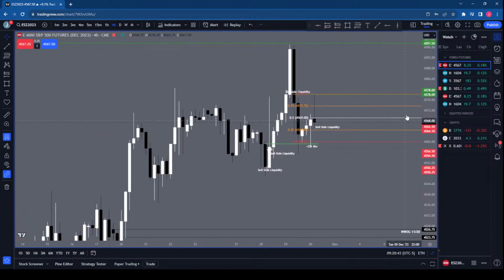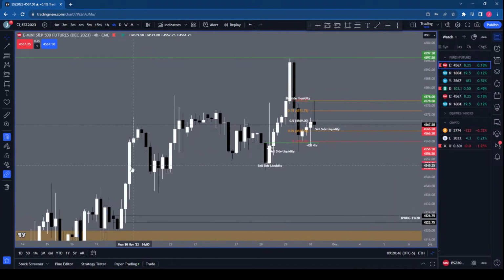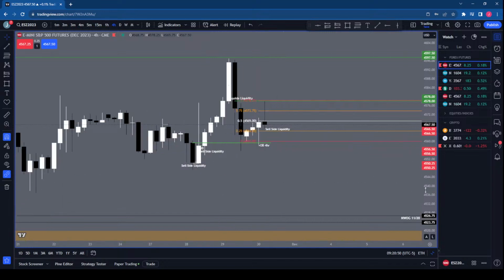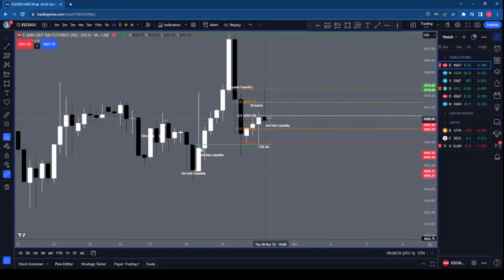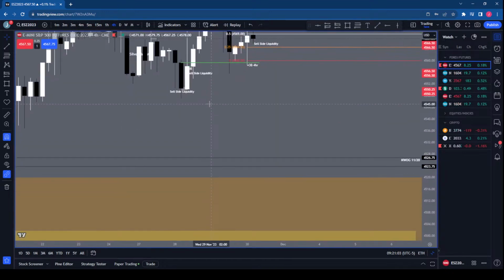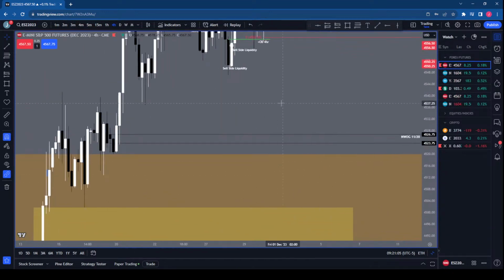I am liking the idea of this 4-hour 3 drives pattern, 1, 2, 3. So I want to see us, and I like it if these 3 up close candles are kind of like an order block. If we get below these lows and then below this 4-hour order block, I would really like the downside.